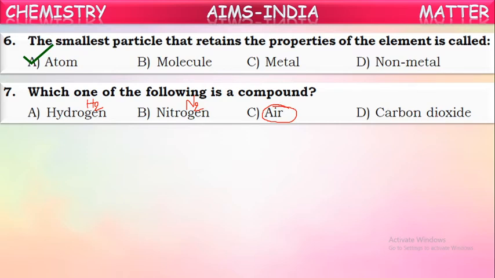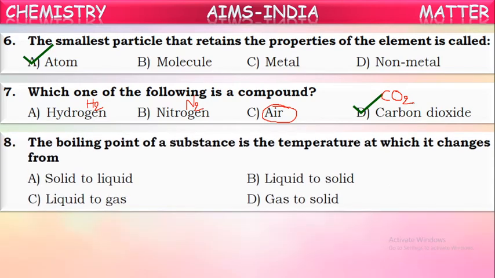Now if you observe carbon dioxide, its molecular formula is CO2. This is a chemical substance which is formed when two or more elements are combined chemically. The chemical substance formed by the combination of two or more kinds of elements in a fixed ratio is called a compound. Now carbon dioxide is a compound, whereas hydrogen and nitrogen are elements and air is a mixture.